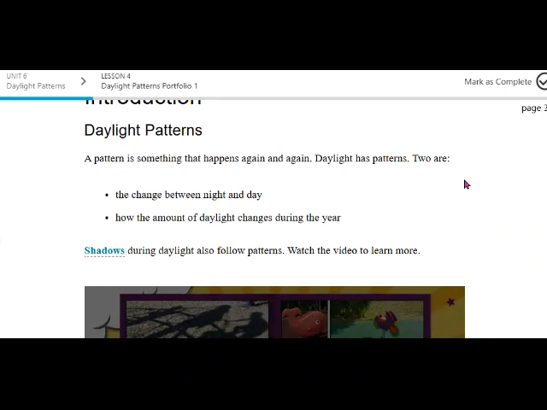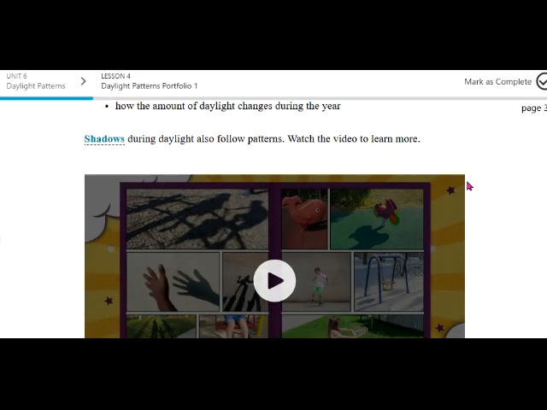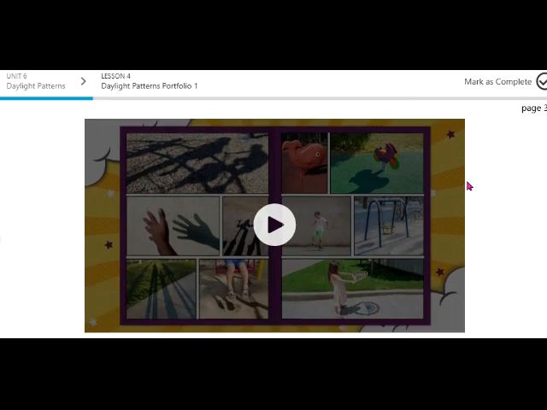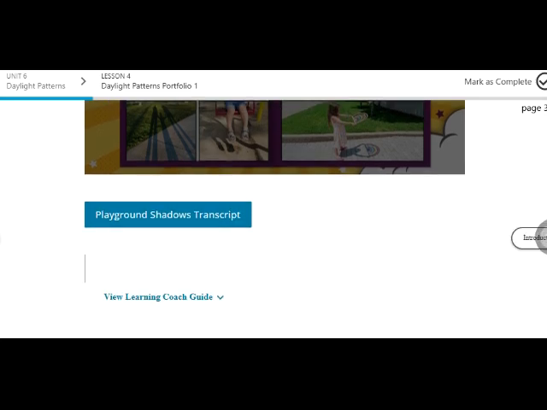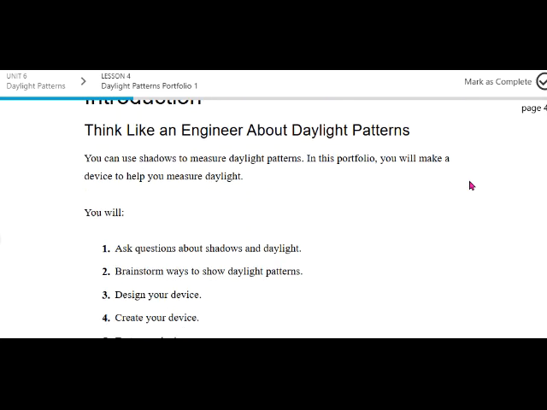A pattern is something that happens again and again. Daylight has patterns. Two are the change between night and day and how the amount of daylight changes during the year. Shadows during daylight also follow patterns. Watch the video to learn more. So you can watch this video and you can talk about it with your learning coach. You can use shadows to measure daylight patterns.